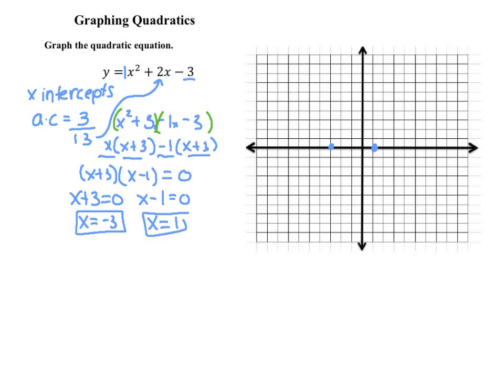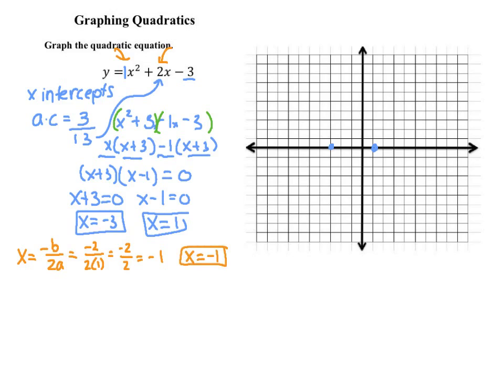The next thing that you need to do is find your line of symmetry. And you're going to do that with the equation x equals negative b over 2a. For this example, my b is going to be 2, and my a is going to be 1. So when I plug that in, I get negative 2 over 2 times 1, so that's negative 2 over 2, and that's negative 1. So my line of symmetry is at x equals negative 1.